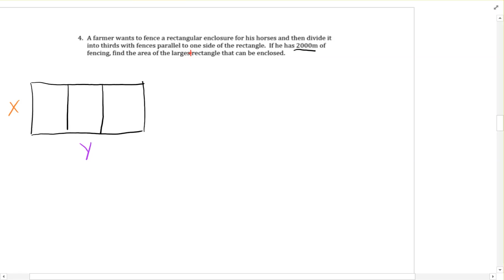Our formula is going to change a little bit though, because I can see that I've got two Y's. The top is also the same length as the bottom, so we've got Y on the top, Y on the bottom. And then I've also got these lengths here that are all the same. That's X. There are 4 different X's. So equation number 1 is going to be 4X plus 2Y is equal to 2,000. Okay, so that's equation number 1.